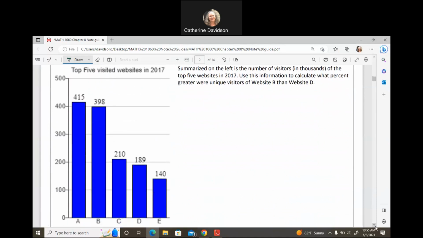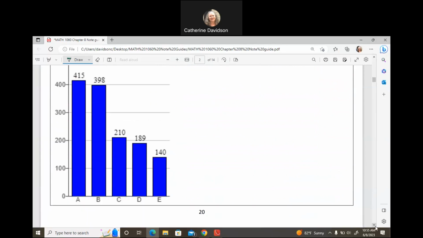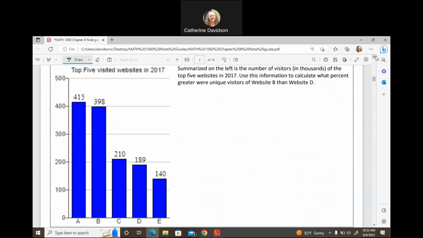All right. Summarized on the left is the number of visitors in thousands of the top 5 websites in 2017. Doesn't tell us what they are. I was just curious. Use this information to calculate what percent greater were unique visitors of website B than website D. So we're comparing website B and D. So the new amount is going to be the $398. The old amount will be the $189.